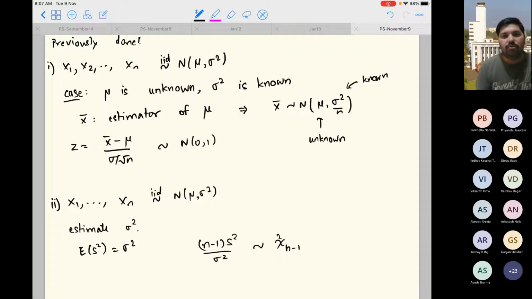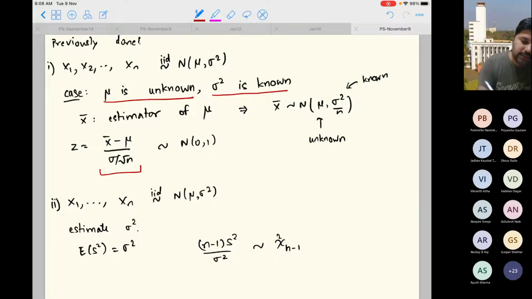The case that we want to study is that sigma square is also unknown. So sigma square is unknown, and mu is also unknown. Then x bar obviously will still be an unbiased estimator of mu, but for a random variable like Z, what will be the density?